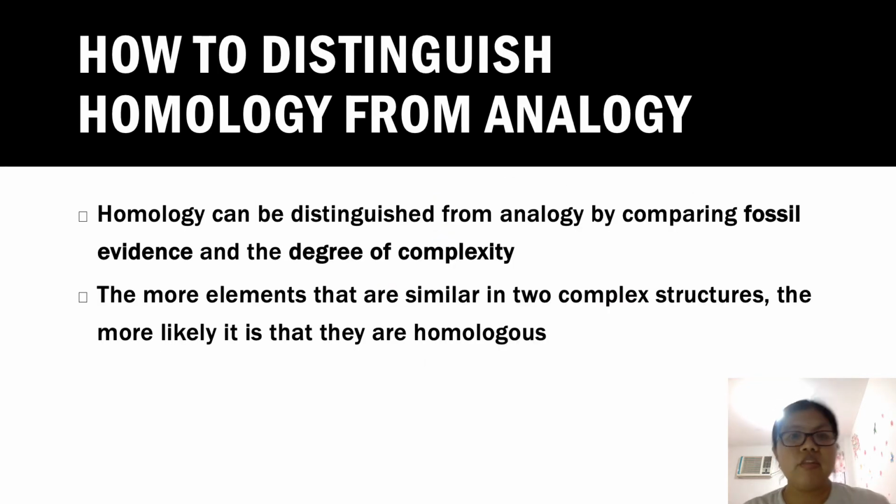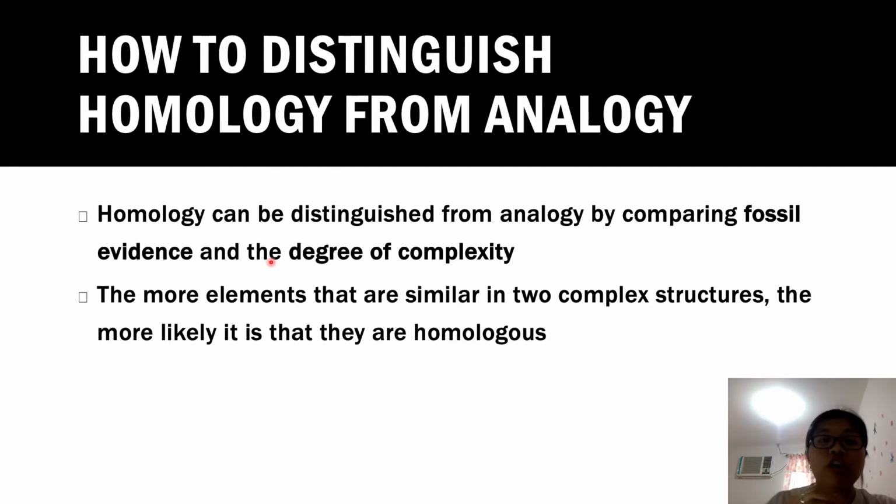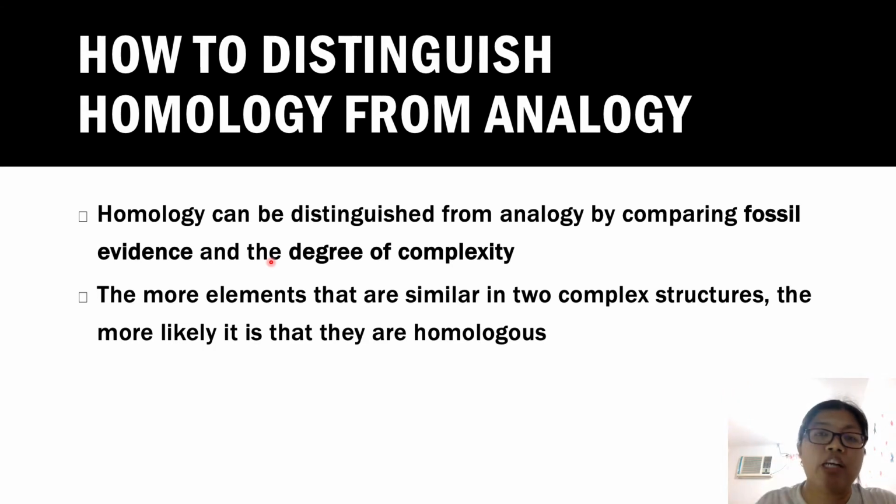Okay, now how to distinguish homology from analogy? So when we say homologous characters, it can be distinguished from the analogous characters based on its complexity, and because the homologous character is a character derived from ancestry, we can compare them using fossil evidences and also degree of complexity, because the more complex the structure is, the less likely it is an analogous structure.